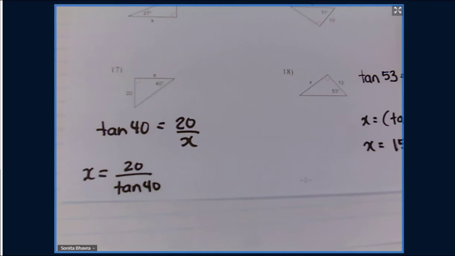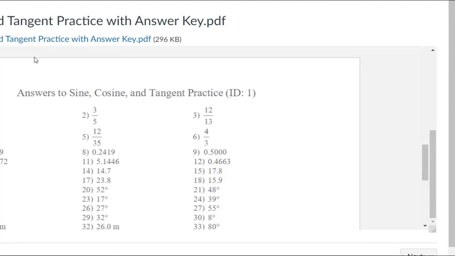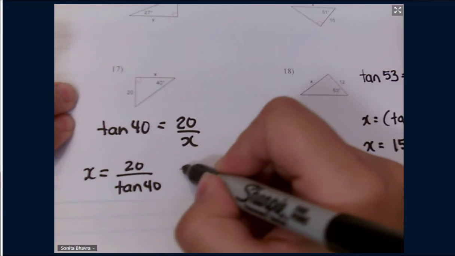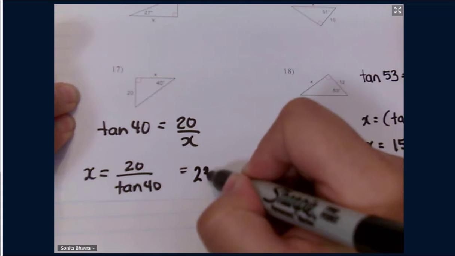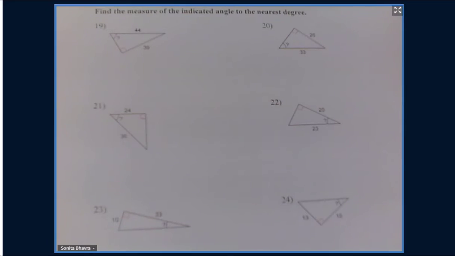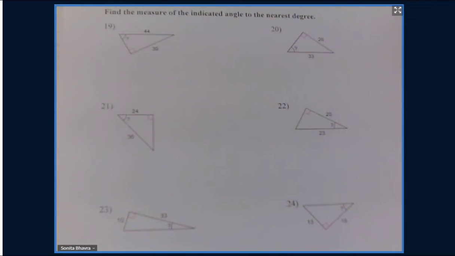20 divided by tan of 40, which gives me an answer of 23.8. All right, 23.8 is the answer. And again, there's no units given, so we will leave it as 23.8. All right, so next question.